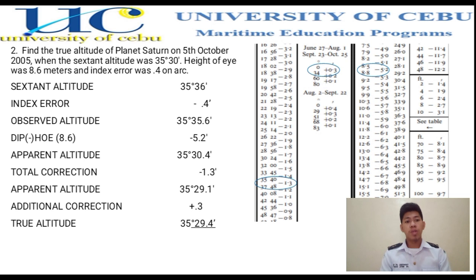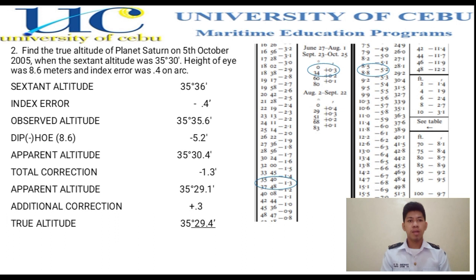So for today, we are going to find the true altitude of a planet. So we have our example. Find the true altitude of the planet Saturn on 5th of October 2005 when the sextant altitude was 35 degrees 30 minutes, height of eye was 8.6 meters, and index error was 0.4 on the arc. So there is the solution.